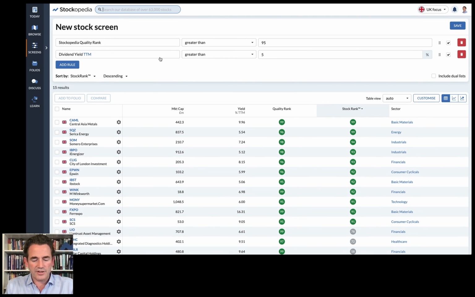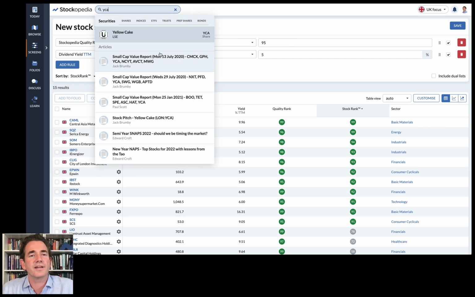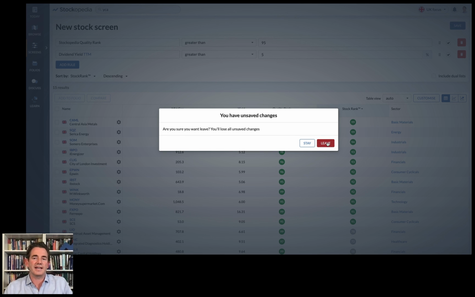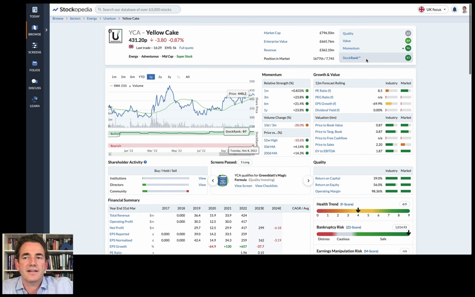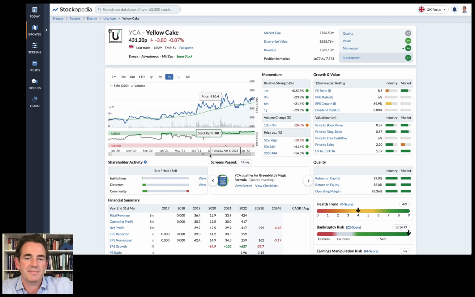Well, actually, Yellow Cake is a mining... sorry, that's a uranium stock. This one is a very high ranked share, and it's a super stock, an adventurous super stock. It's got no debt. You can see very quickly the rank has been very high, and it's been going up. As soon as it jumped up through 90, it was at 246. It's gone up now, almost doubled.